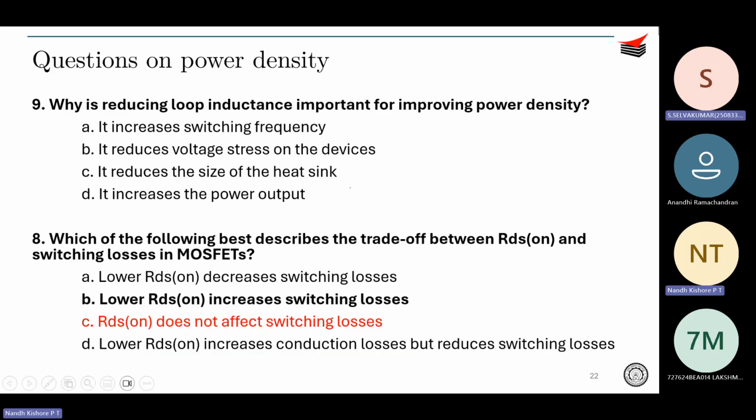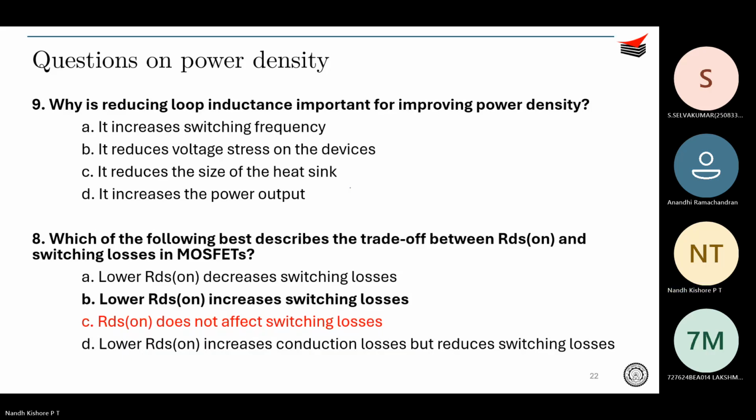Actually, in power density, it will be the heat sink only that comes on the producer side. Okay, heat sink is there, fine. But how does it directly translate to your loop inductance? Loop inductance will not affect your heat sink, right? Let's say I have two cases: 5 nanohenry loop inductance and 10 nanohenry loop inductance. How would it affect the size of my heat sink?